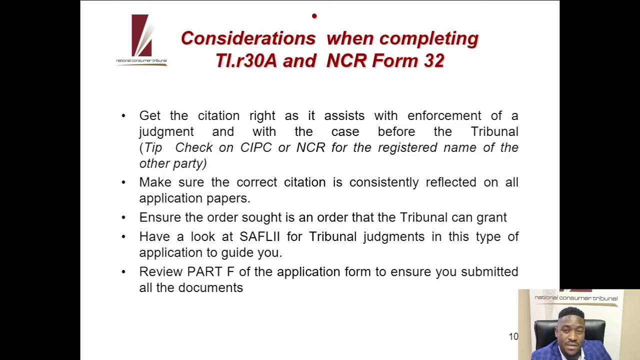Kindly consider the following when completing the application forms. Get the citation right as it assists with enforcement of a judgment and with the case before the tribunal. You may check on CIPC or NCR for the registered name of the other party. Make sure the correct citation is consistently reflected on all application papers. Ensure the order that you seek is an order that the tribunal can grant. Have a look at SAFLII for tribunal judgments in this type of application to guide you. You may refer to the guidelines on Table 2 to ensure you submitted all the documents.